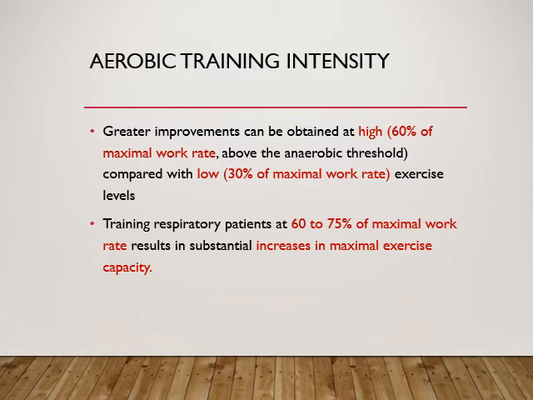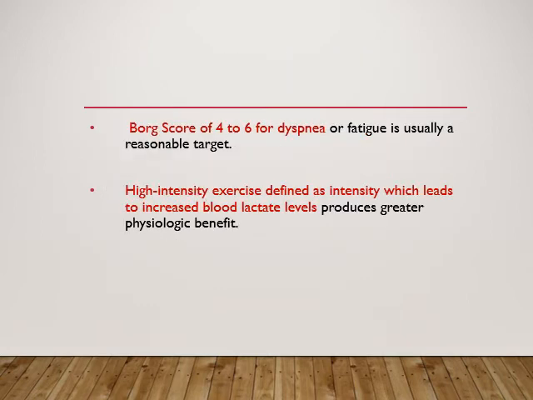Aerobic training intensity goes like this. Greater improvements can be obtained at 60% of maximal work rate above the anaerobic threshold compared with low exercise levels. Training respiratory patients at 60 to 75% of maximal work rate results in substantial increase in maximal exercise capacity. Work score of 4 to 6 for dyspnea or fatigue is usually a reasonable target that should be achieved. High-intensity exercises are defined as intensity which leads to increased blood lactate levels in the body.